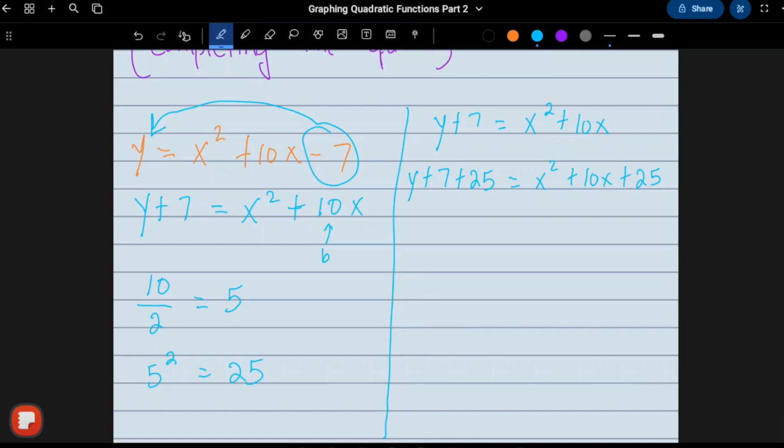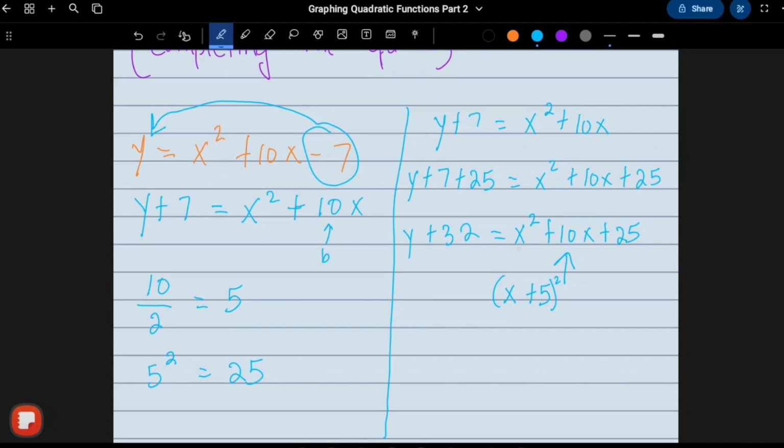Then I would do a little bit of simplification. So 7 and 25, that gives me 32. And then on my other side, let me just rewrite it, and then I'm going to write the next step on another line. So now what I'm going to do is to factorize my equation here. So I'm going to have x plus 5 squared.